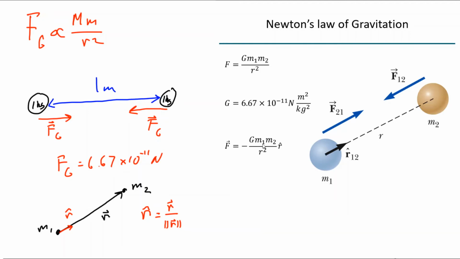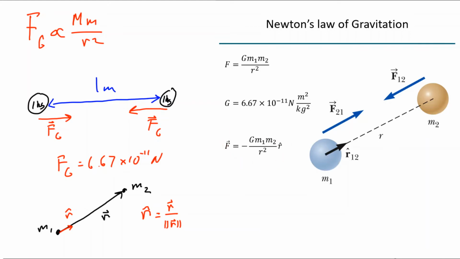Notice that if I switch m1 and m2, I just switch the direction of r hat. So instead of pointing from m1 to m2, r hat points from m2 to m1, which switches the direction of the force, and therefore this vector form of Newton's law of gravitation automatically obeys Newton's third law of motion. That is, the force that m1 exerts on m2 is equal and opposite to the force that m2 exerts on m1.